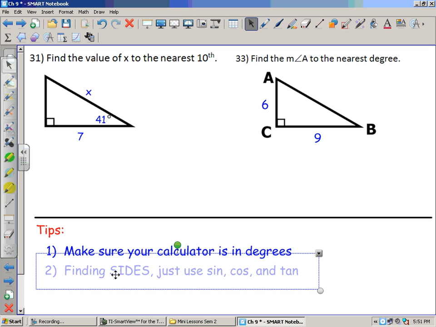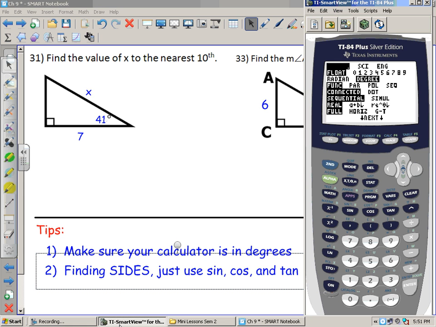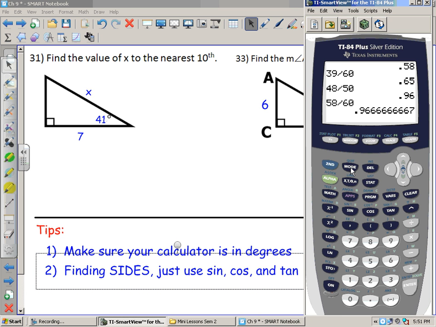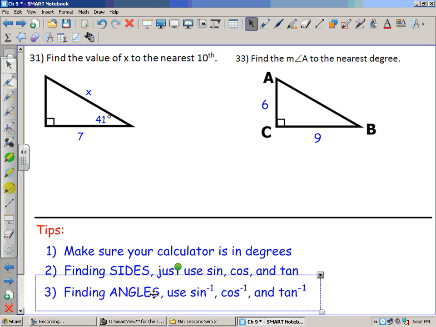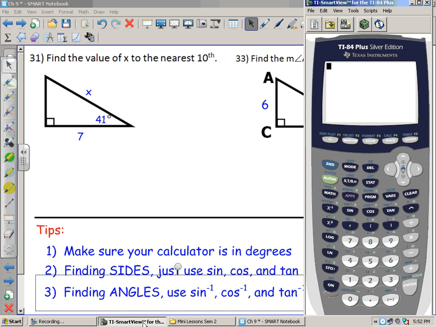Second thing I got to do is, if I'm finding sides, I just hit the sine, cos, or tan button. So when you figure out that your calculator is in degrees, you quit out. And if you want to find a side, I'm just going to press sine, okay? If I want to find angles, I'm going to use sine inverse, cos inverse, and tan inverse. Well, when I do that, I hit second sine, and you'll see that there's a little -1 up there, and that indicates that you're actually trying to find the angle.